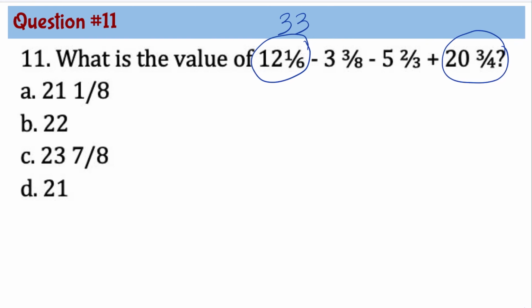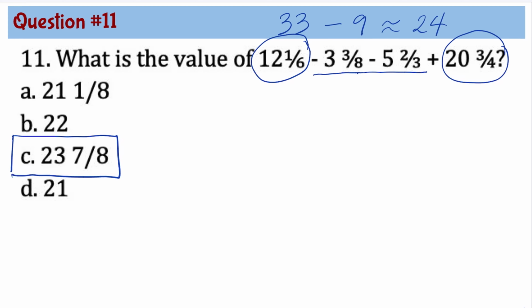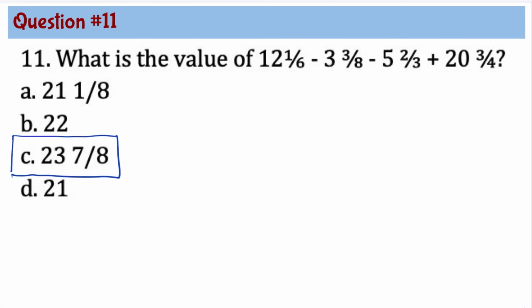Now if we combine the two negatives, negative 3 and 3/8 and negative 5 and 2/3, that will be approximately negative 9. So that means we're expecting that the answer is approximately 24. So I'm almost 99% sure that the answer here is 23 and 7/8. Now let's simplify this expression using the concepts of least common denominator or the LCD.